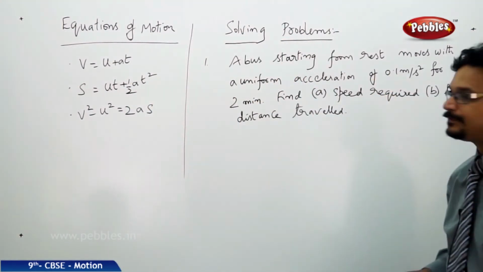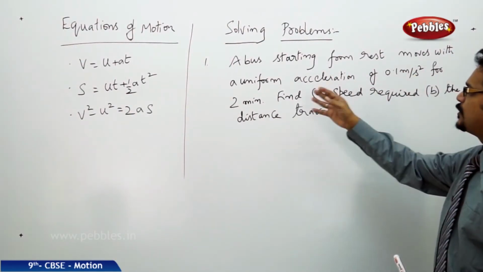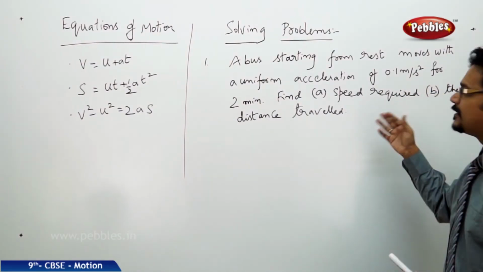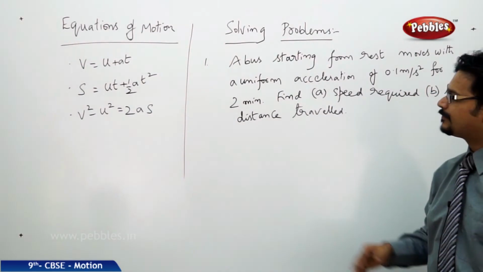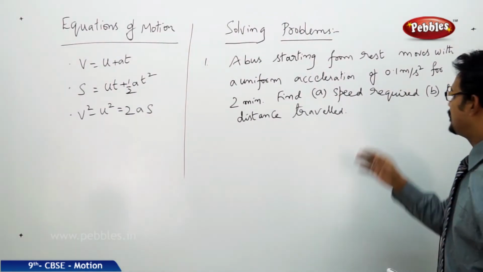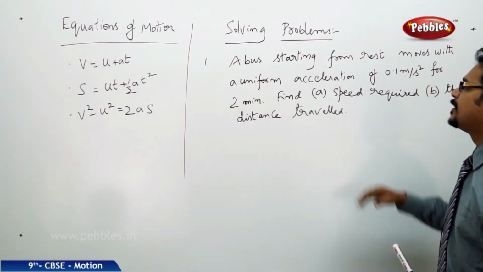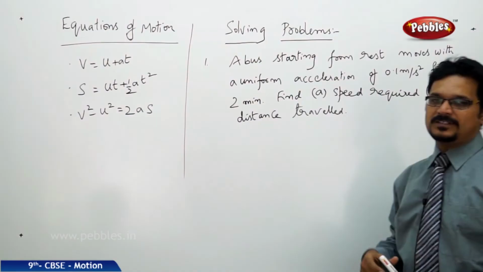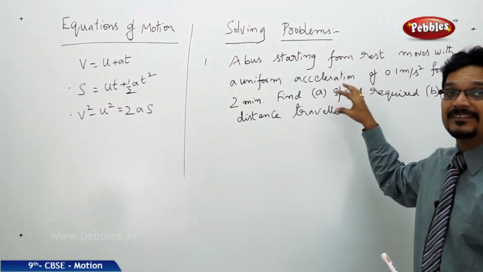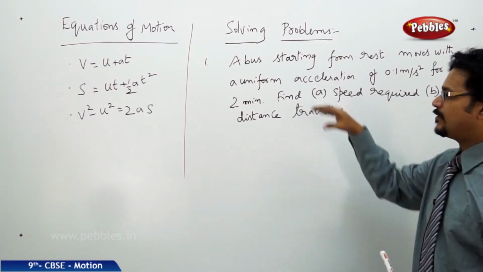The first one: a bus starting from rest moves with a uniform acceleration of 0.1 meter per second square for 2 minutes. Find A, the speed attained, and B, the distance traveled. So how do we find it? When you want to solve these numericals, first of all, you need to identify what data is given here. So first try to write the data from the question.